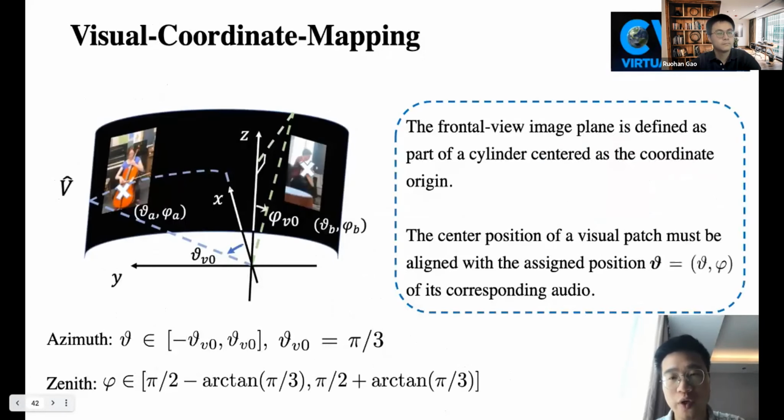Furthermore, we use visual coordinate mapping to create pseudo-visual scenes. Specifically, the front view image plane is defined as part of a cylinder centered at the coordinate origin. Empirically, we set the horizontal visual field of view to 120 degrees. Note that the center position of a visual patch must be aligned with the assigned position of its corresponding audio in the previous mono-binaural mapping process.